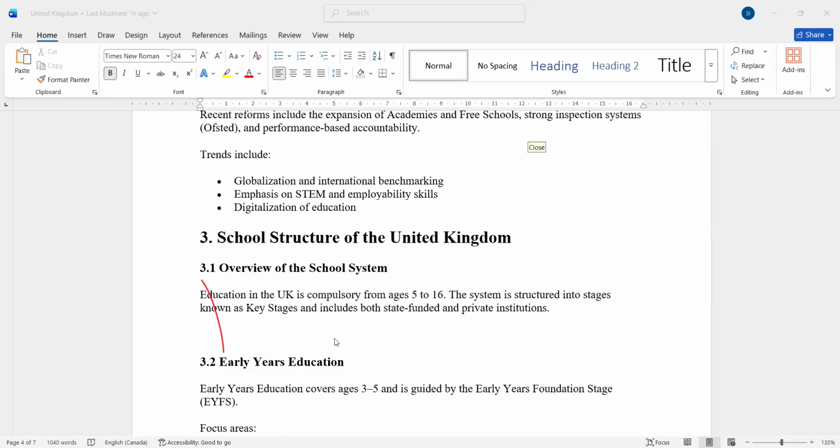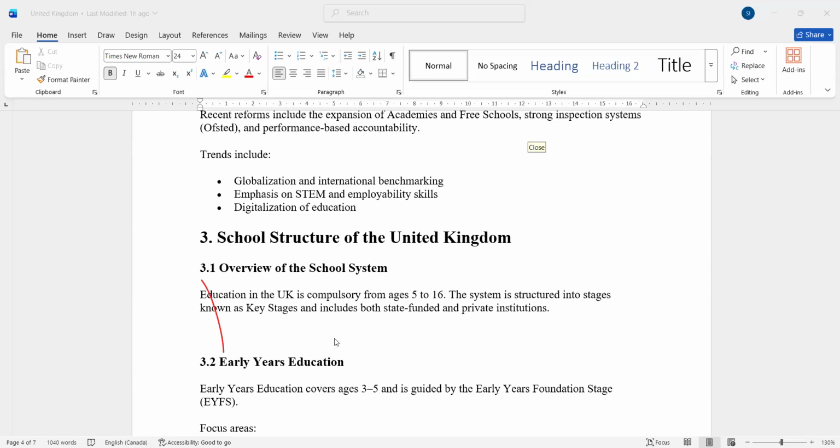Right? So now the ages 5 to 16. They are starting school from 5 and up to 16. It's compulsory. And the system is structured into stages known as key stages and includes both state-funded and private institutions.